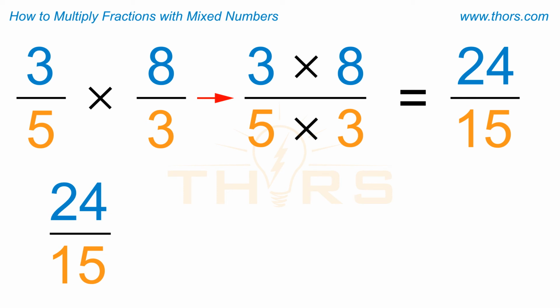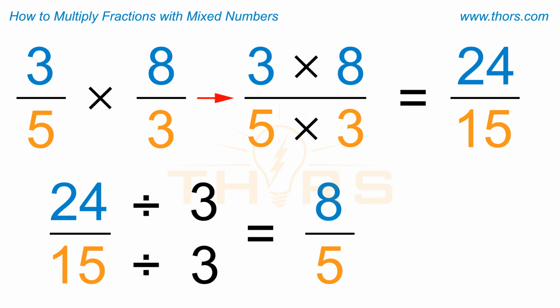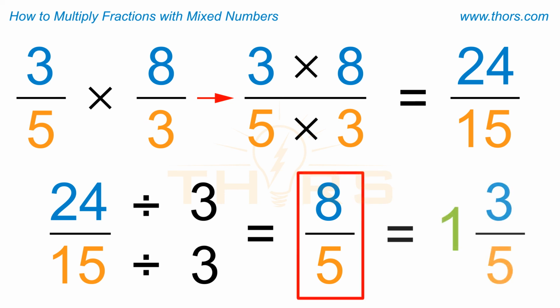As the fraction is not in its simplest form, by dividing the numerator and denominator of the fraction by the GCF of 3, the answer can be reduced to 8/5, or 1 3/5.